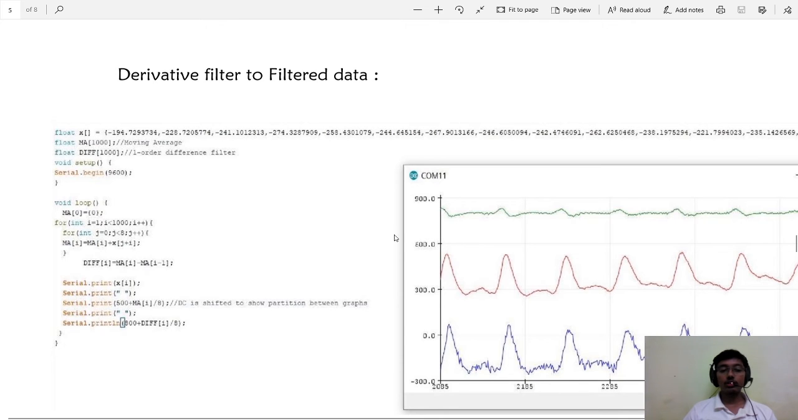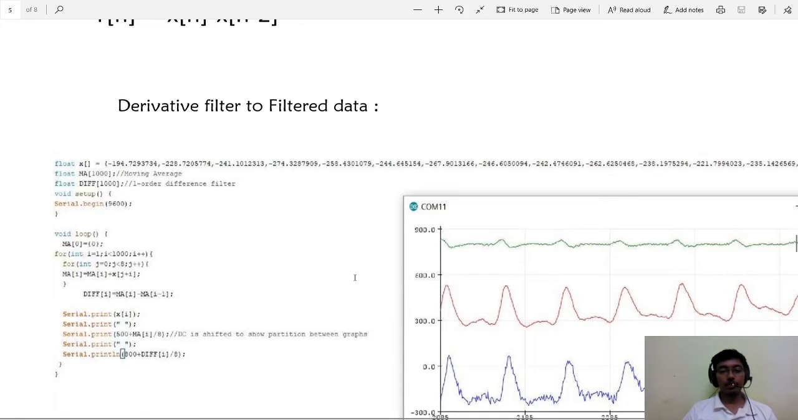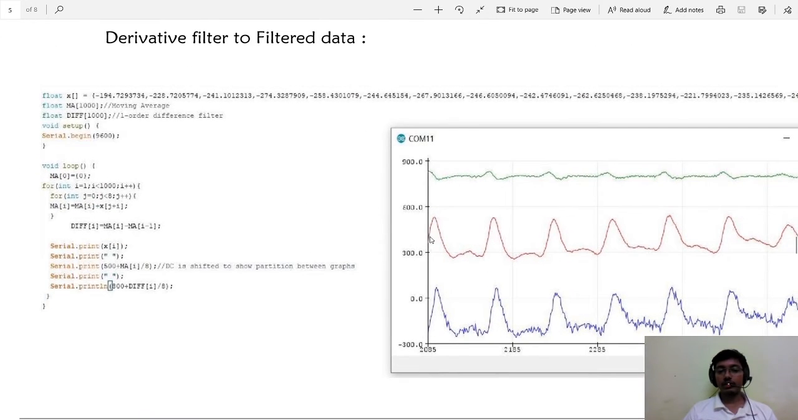One more thing, the first order filter and the 3-point central derivative filter don't give much different output, but a sort of similar output, though obviously the 3-point central derivative filter is better than the first order one. Here I have applied it to the filtered data. The blue one is the raw data, the red one is the moving average, and I have applied the first order derivative filter to this, and this is the output. See, we can see the slope points.